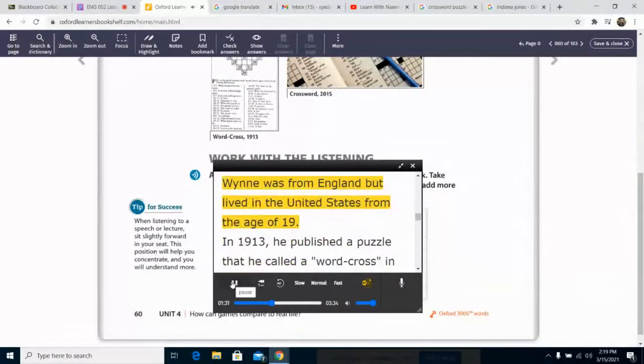Wynn was from England, but lived in the United States from the age of 19.